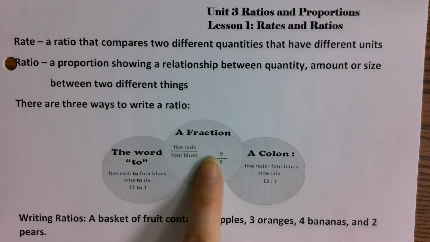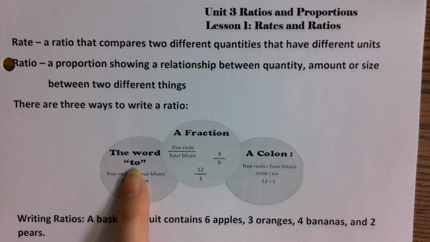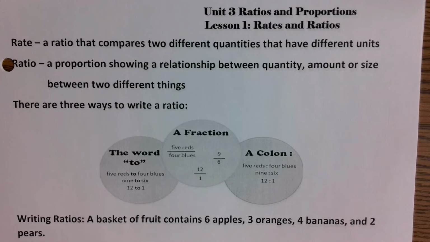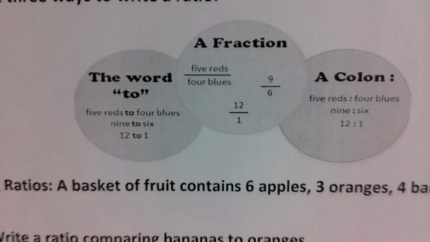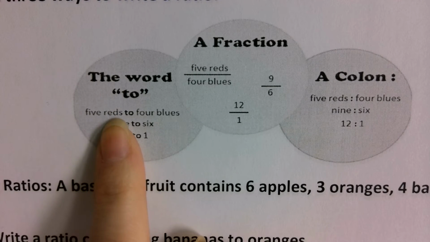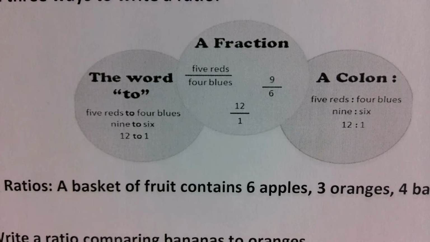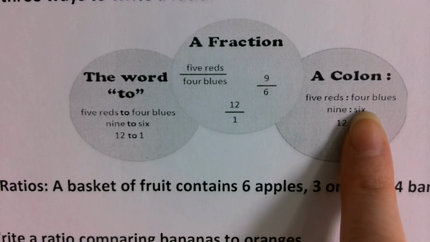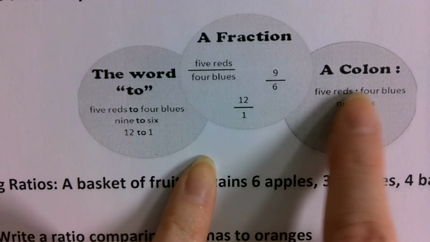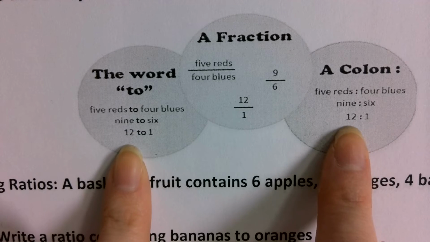And there are 3 different ways that we can write them. So you guys in elementary school, you used the word to when you were setting it up. So the word to, 5 reds to 4 blues would be a representation. Or 9 to 6. Or just a number format, 12 to 1. These are all ways of writing a rate or ratio using the word to. This is something that you saw in elementary school. You probably might have seen it as a colon as well. Again, 5 reds colon 4 blues, or 9 colon 6, or 12 colon 2.